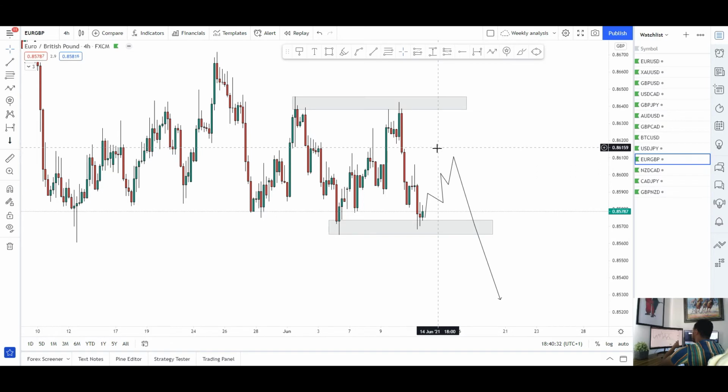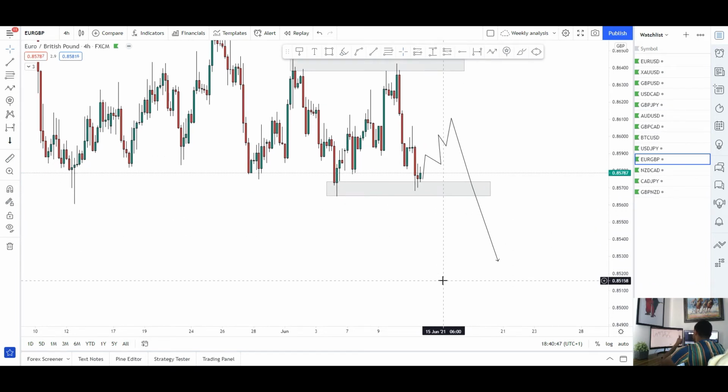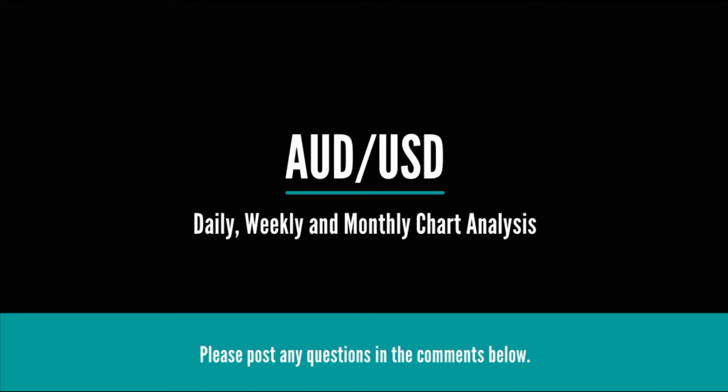If you do see some upside momentum, I'm just going to treat that as retracement, and then look to sell it when we get some nice confirmation. So bias is to the downside for next week for Euro GBP. Waiting for a bit of retracement. First target is 0.85700, and if you can get a break of that, we'll be targeting 0.85500.